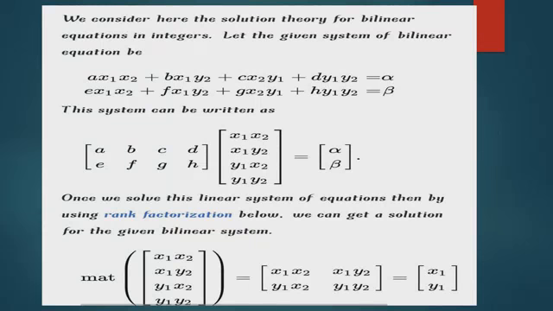We consider here the solution theory of bilinear equations in integers. Let the given system of bilinear equations be as shown in the image. This system can be written as shown. Once we solve this linear system of equations, then by using rank factorization below, we can get a solution for the given bilinear system as given.